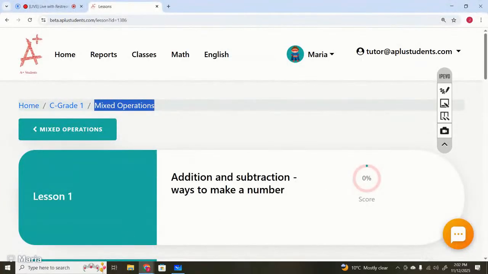Here I am on grade 1 math. The chapter we're on right now is mixed operations. Let's start with the first lesson, addition and subtraction ways to make a number.